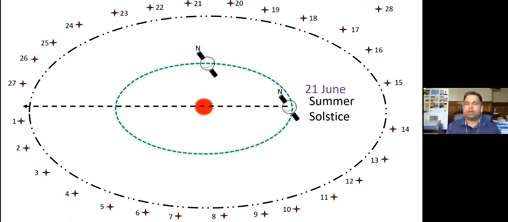Now if you go around, the earth is moving. Now it takes a position. Now September comes. Very soon we will have September, one month from today.